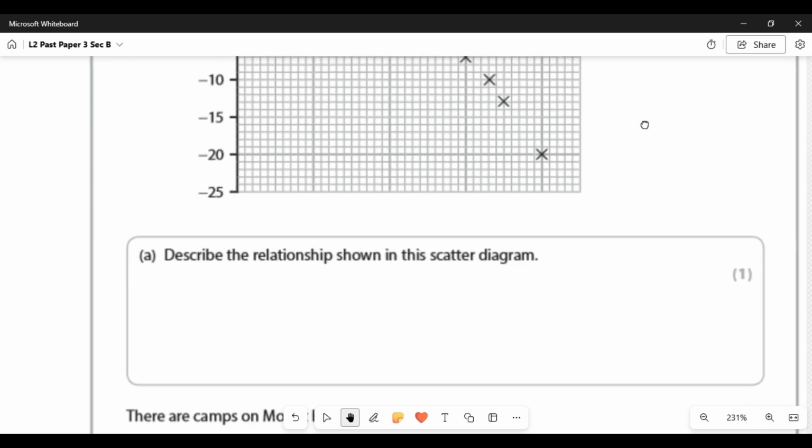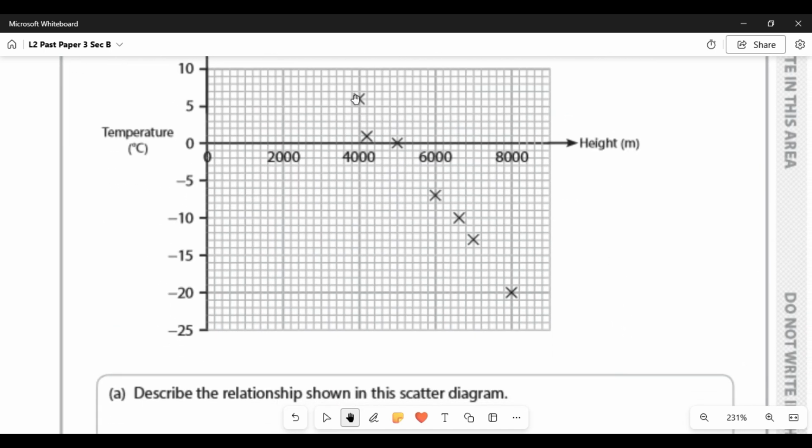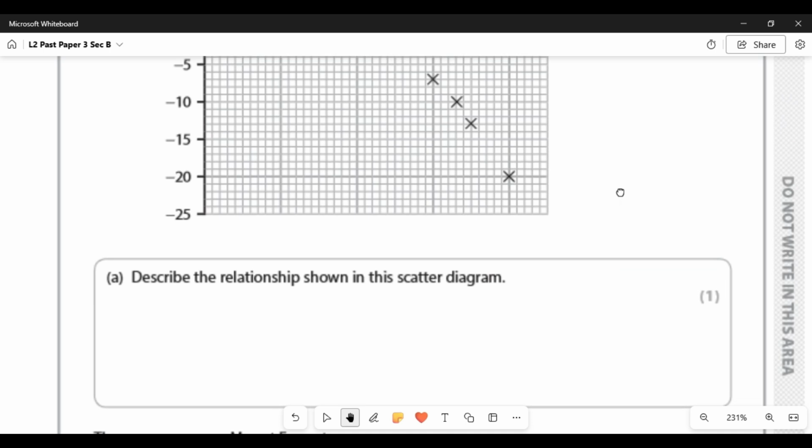Okay. Describe the relationship shown in this scatter diagram for 1 mark, and hopefully you know if it's going from left to right and it's going down like this, from left to right, that will be a negative correlation.